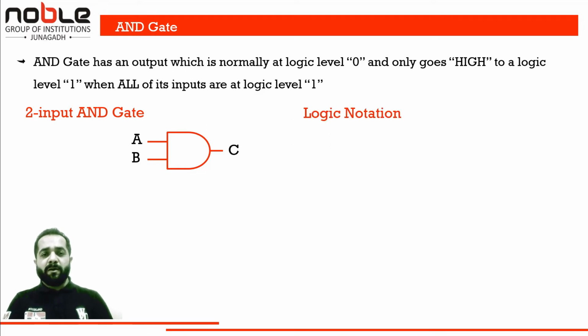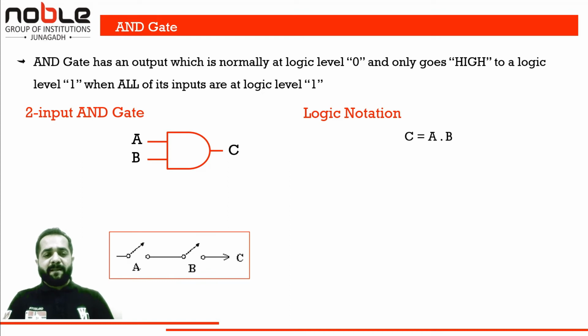Now let's move on to the Boolean algebra or the logic notation of the AND gate. The Boolean algebra of the AND gate is C output is equal to A dot B. This one represents the electrical circuit of the AND gate. Here we can see there are 2 switches, A and B. Current will come to the C point when switches A and B are both simultaneously closed. If switch A or B is open, or both are open, current will not pass in the circuit and C will not get the result.